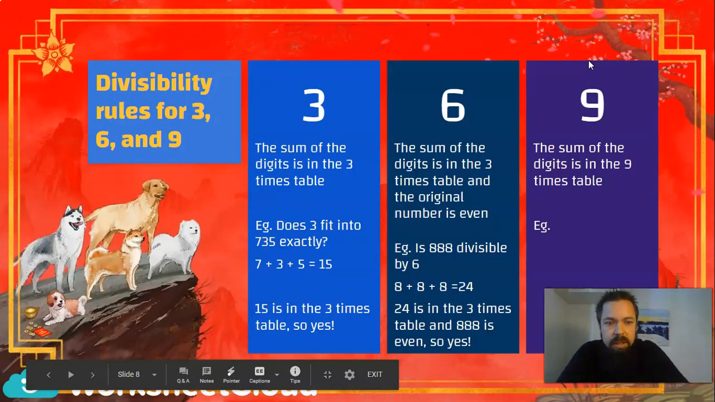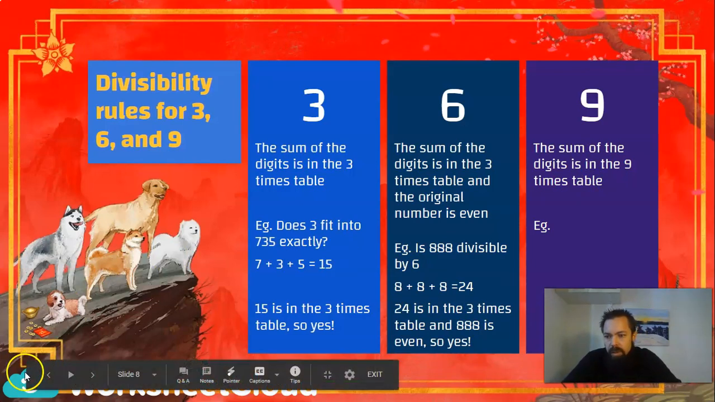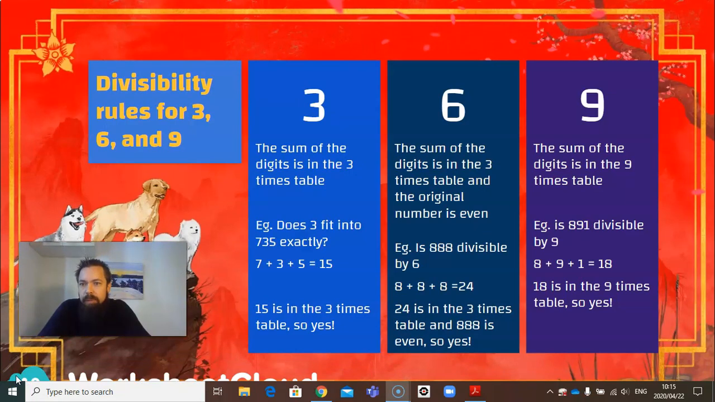So in fact, I decided to put them all on the same sheet. I'm just going to pause that. It looks like my example is there. The divisibility rules for 3, 6, and 9. I've put them all together on the same slide because there is a relationship between them. So the sum of the digits is in the 3 times table.